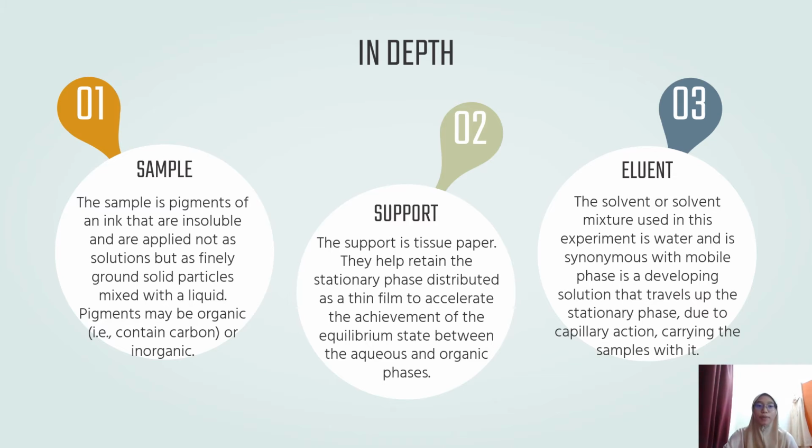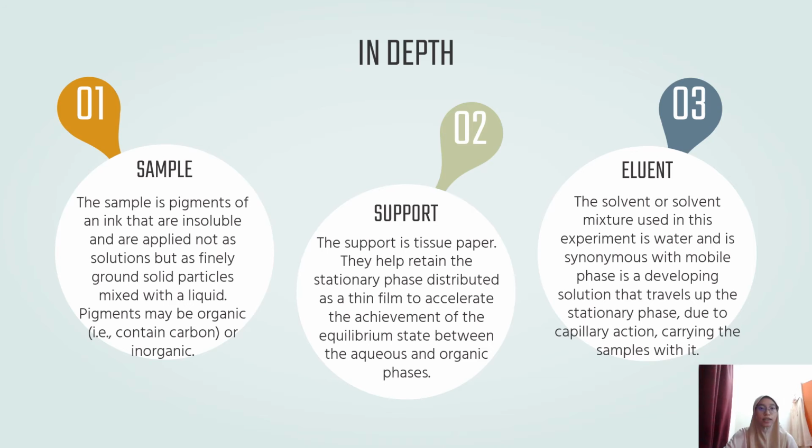The sample is pigments of an ink that are insoluble and applied not as solutions but as finely ground solid particles mixed with a liquid. In general, the same pigments are employed in oil and water-based paints, printing inks, and plastics. Pigments may be organic or inorganic. The support is tissue paper. It helps retain the stationary phase distributed as a thin film to accelerate the achievement of the equilibrium state between the aqueous and organic phases.